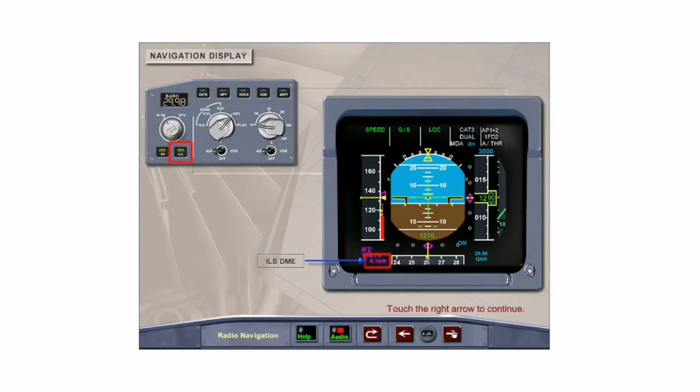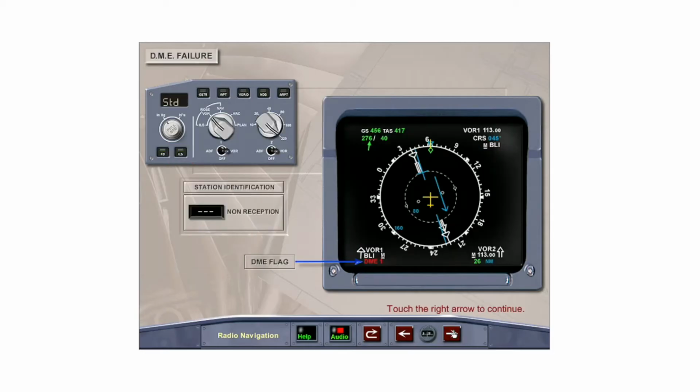The ILS DME is displayed on the primary flight display if ILS is selected on the EFIS control panel. If DME information is not received from a station, DME distance information is replaced by dashes. If the DME fails, a red DME flag will replace the DME readout.